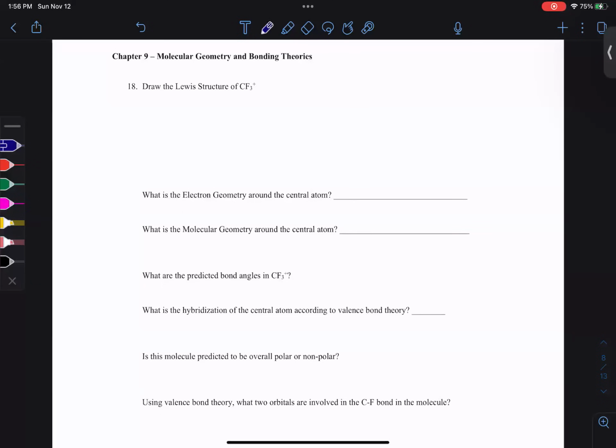I'll answer this question as we go through this. You don't really need to memorize the charts as long as you understand that electrons repel one another.